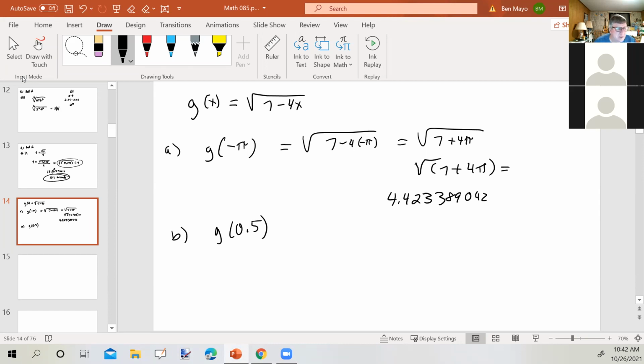4.423389042, but it says round to the nearest 10,000th. So this is 10th, 100th, 1000th, 10,000th. We go one place to the right, the 8 rounds up, so 4.4234. I'll write that over here, 4.4234. All right with that? Okay, next one.